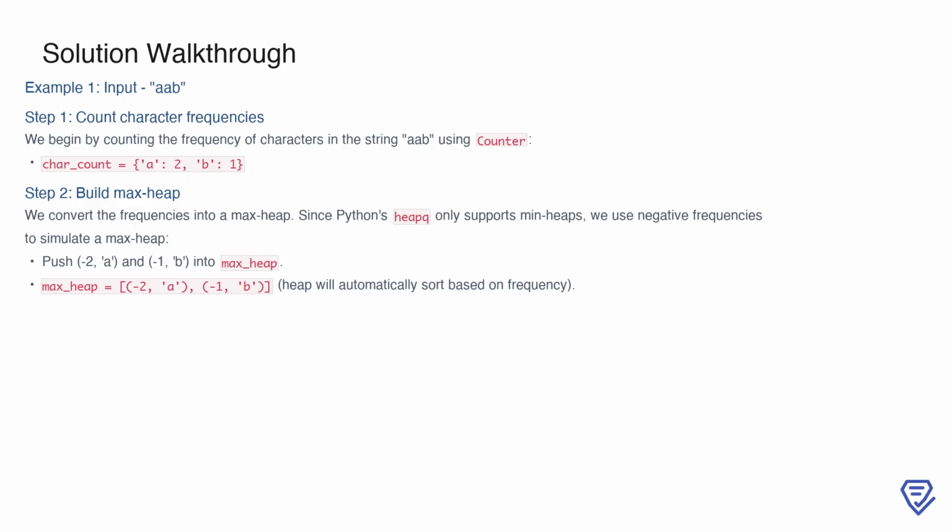Next, we need to prioritize the characters with higher frequencies, so we use a max heap. Since Python's heap module only provides a min heap, we simulate a max heap by pushing the negative frequencies. For this example, we push -2 A and -1 B into the heap. Once inserted, the heap automatically arranges itself to prioritize the character with the highest occurrence, so we have max_heap equals -2 A, -1 B at this stage.